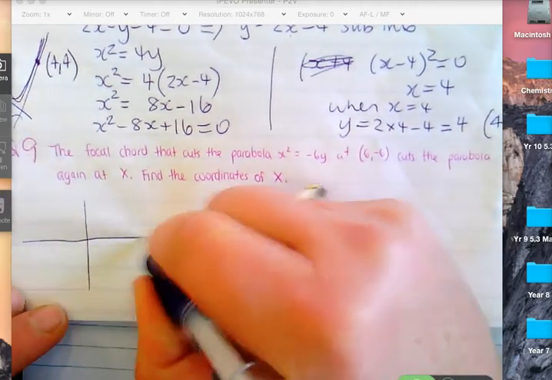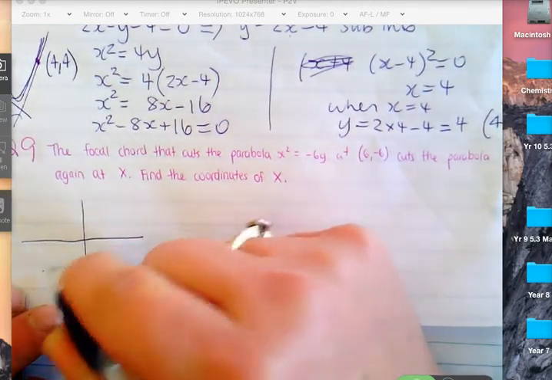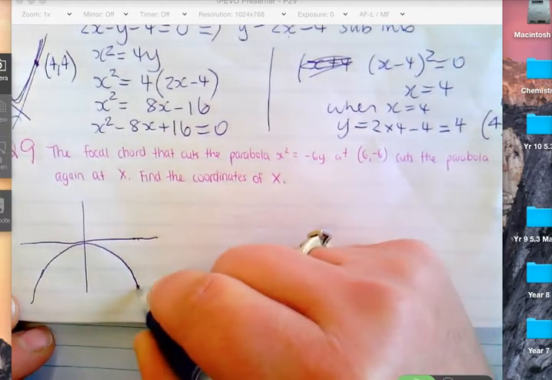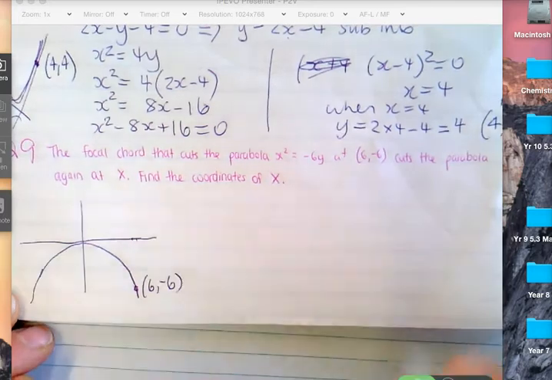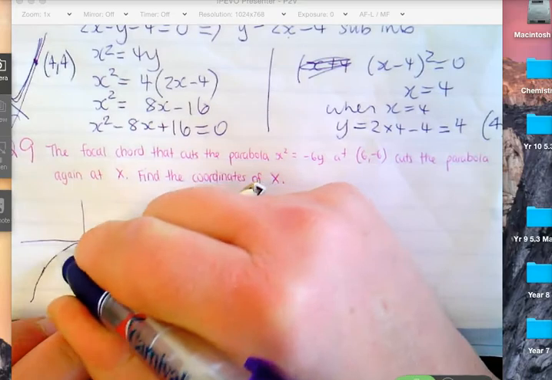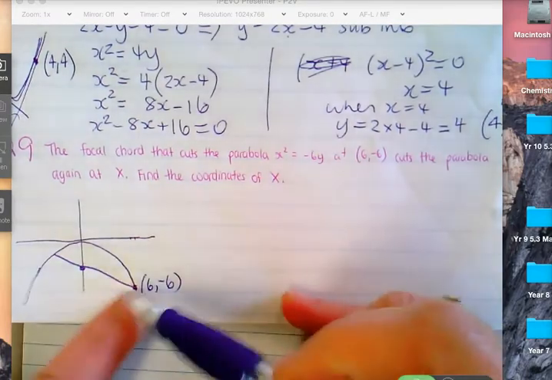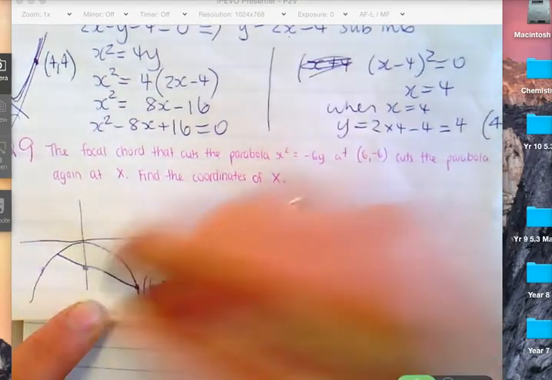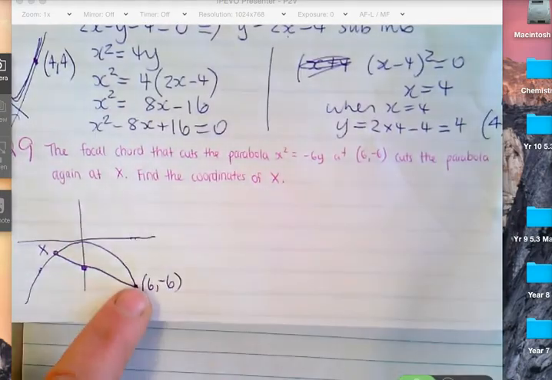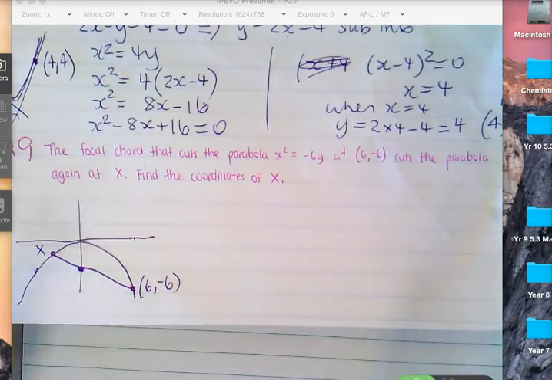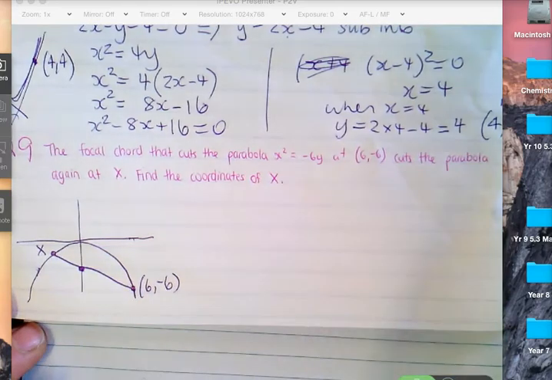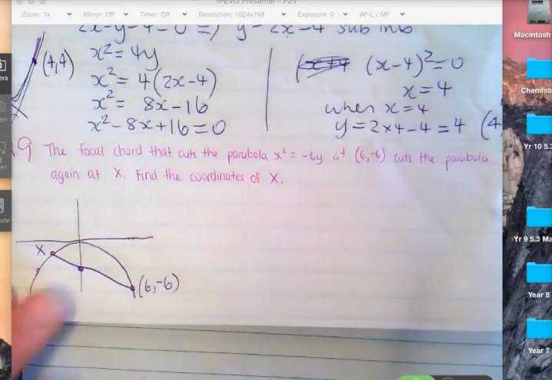Tell me what sort of parabola that is. Concave up or down? Down. That cuts that at (6, minus 6), so down here somewhere. So focal chord's going to be here somewhere. So it's going to go like this. It's a chord that passes through the focus. We're going to have to work out what this focus is and what this other point here is. Girls, the only way you're going to work it out is to work out the equation of the focal chord. So you need the focus first.